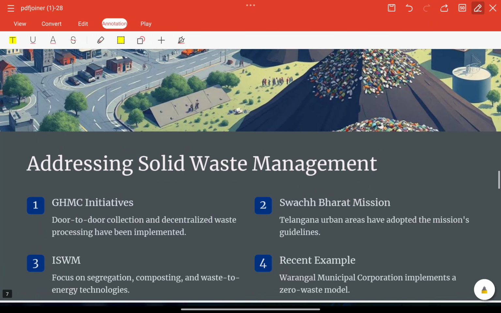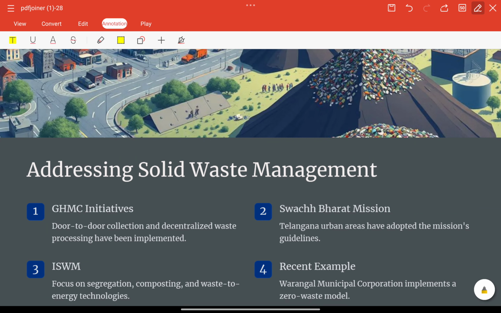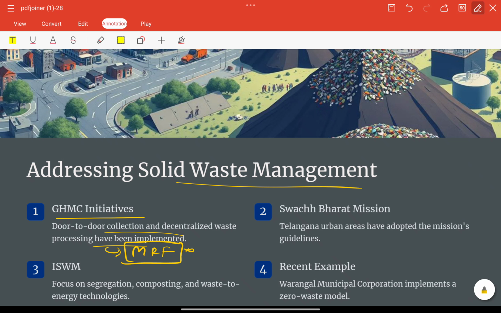Next, another keyword that needs to be addressed here is addressing solid waste management. Whatever particular initiatives Telangana has been taking need to be included here. GHMC initiatives are very important: door-to-door waste collection and decentralized waste processing to tackle waste especially. Here we can include that in 2021 itself, it installed several material recovery facilities to separate recyclables. That is also very important, material recovery facilities.